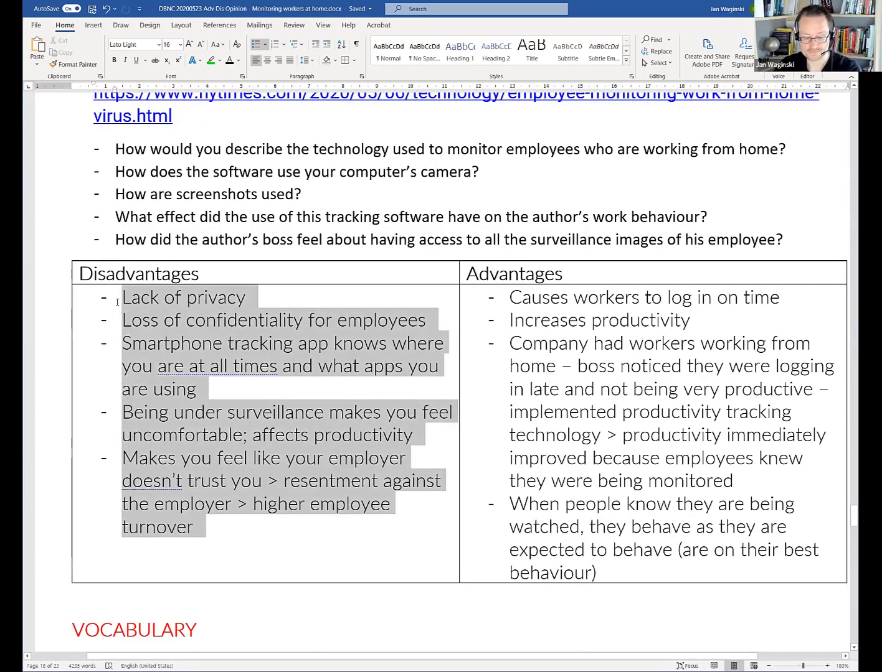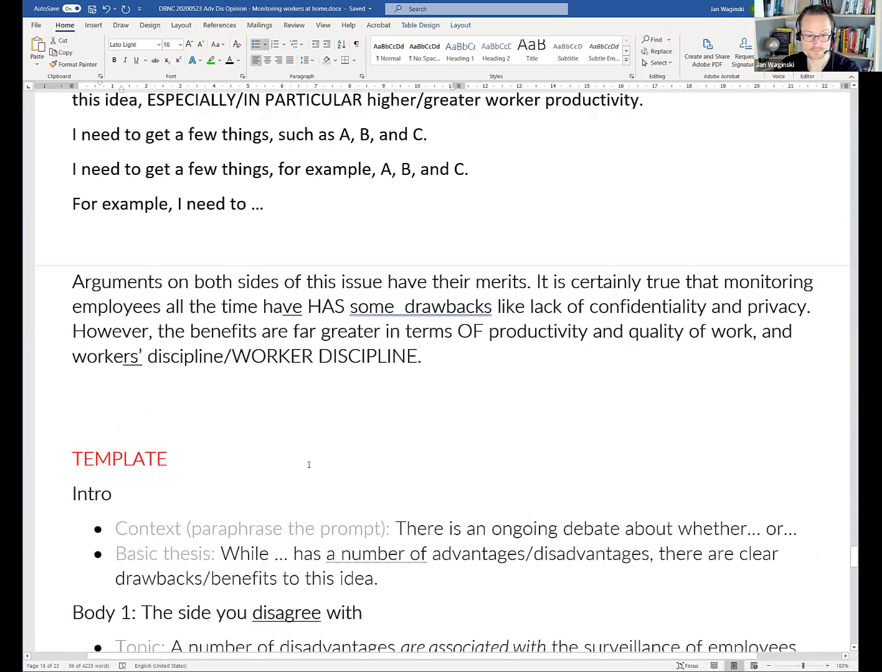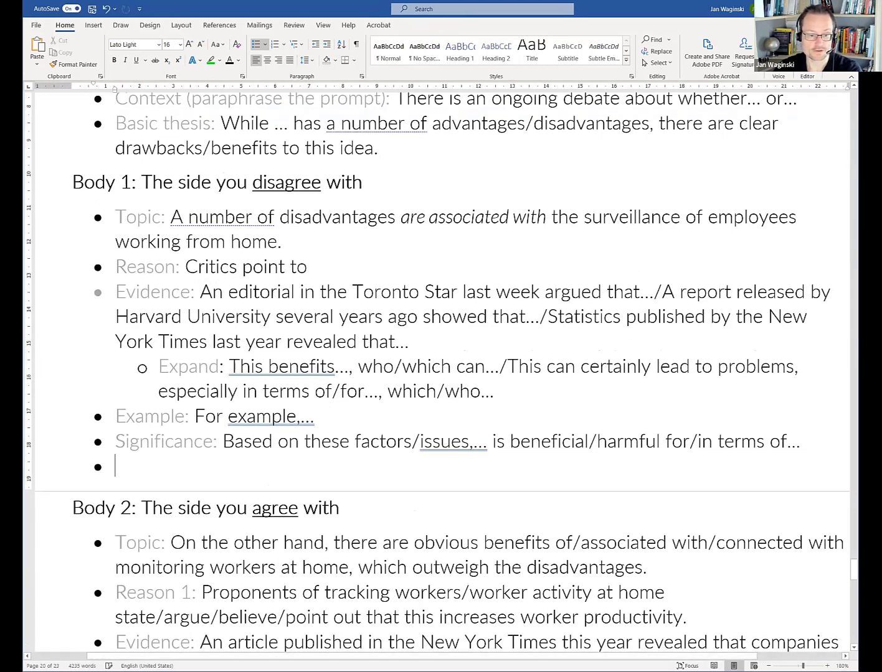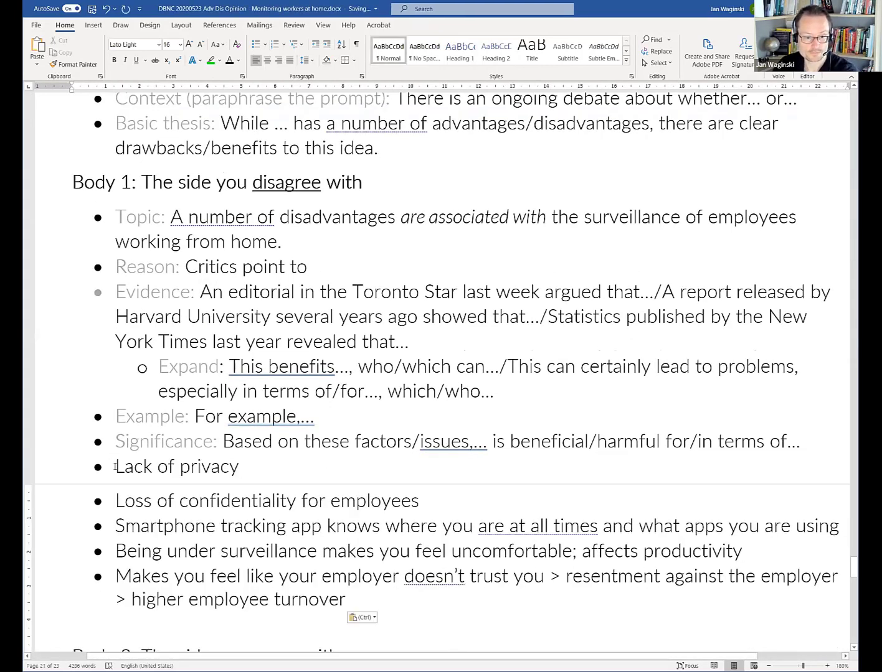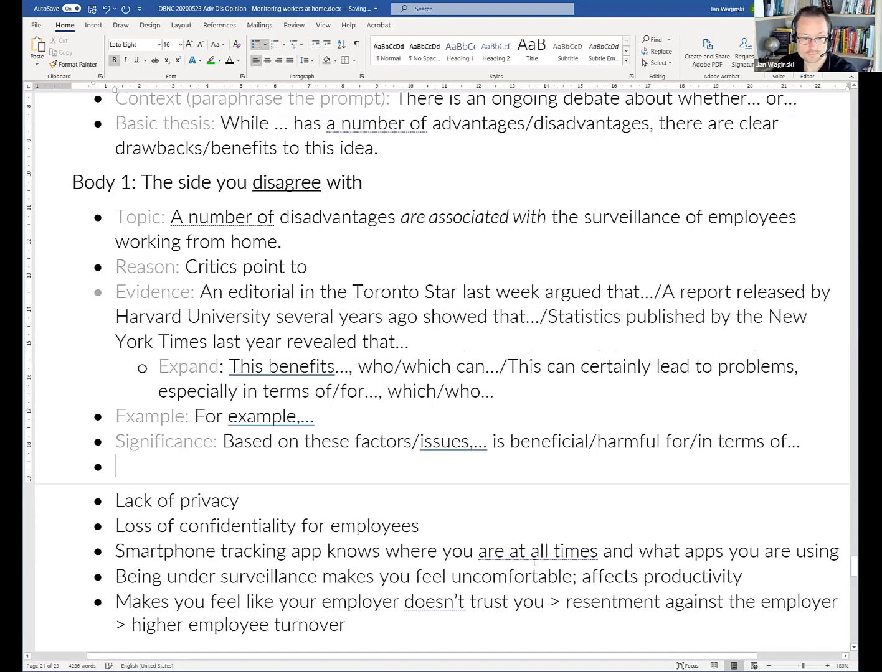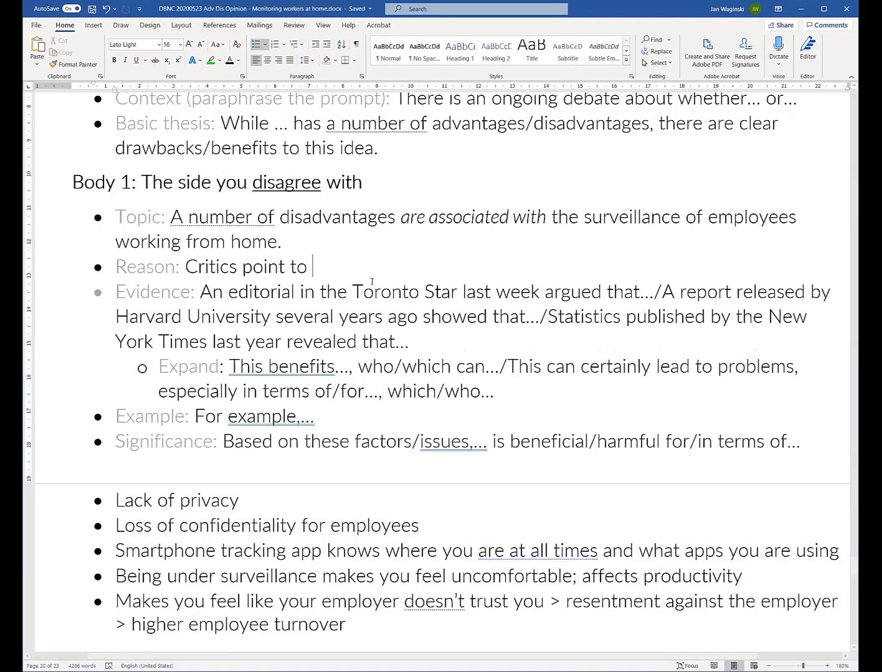Let's just bring this stuff down here, just going to put it underneath here. Critics point to that when you're under surveillance for a long time, you will feel uncomfortable.